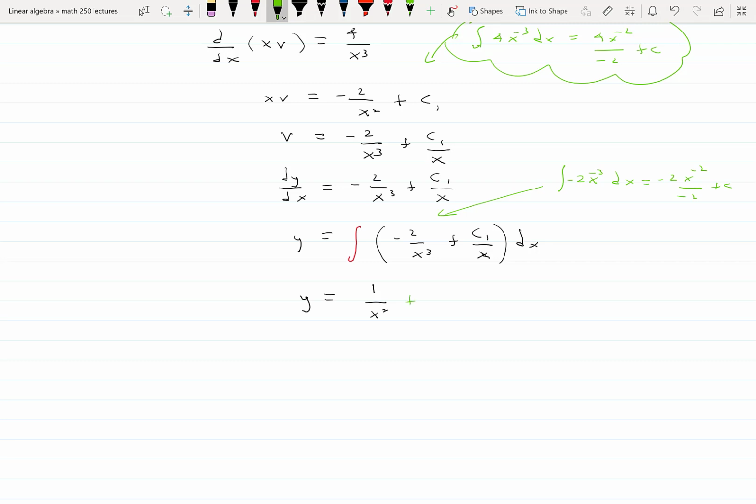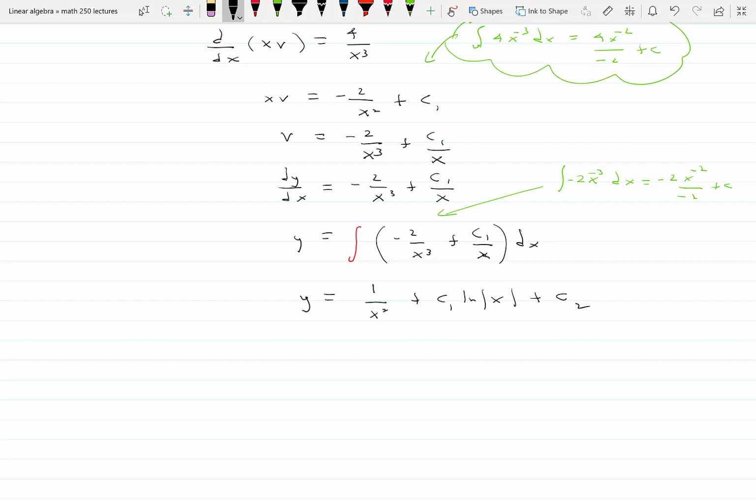So plus c1 times the natural log of the absolute value of x plus c2. And it should have two constants. A second order differential equation should involve two constants. We'll generalize that to an nth order differential equation. It should have n constants, sort of like constants of integration, but not quite.